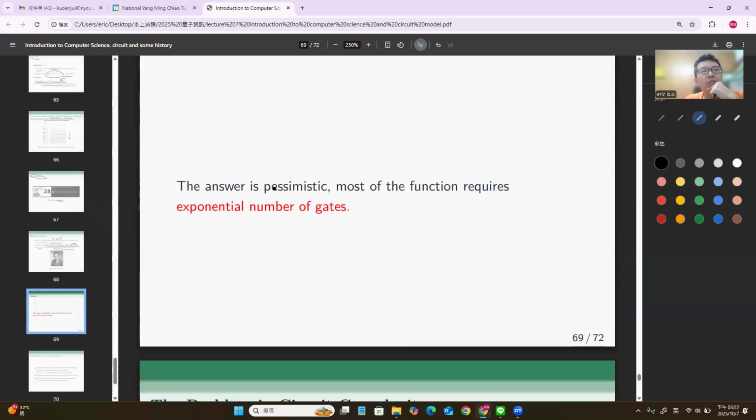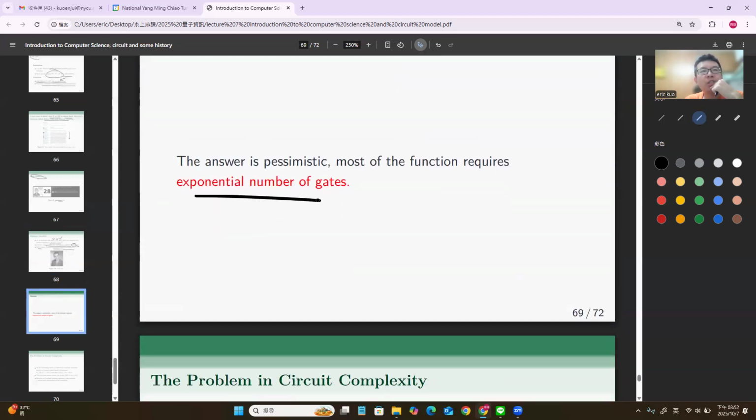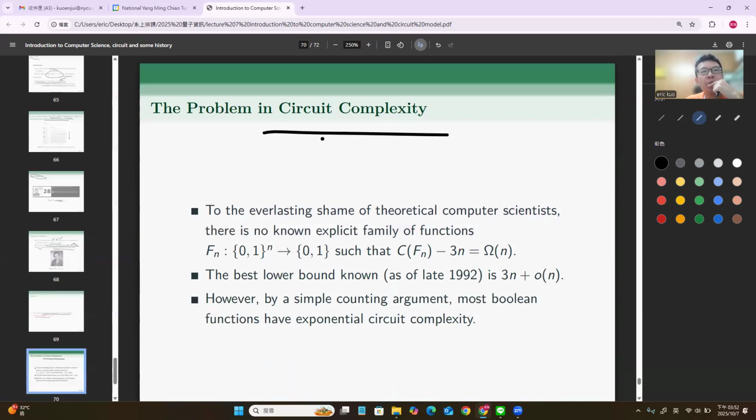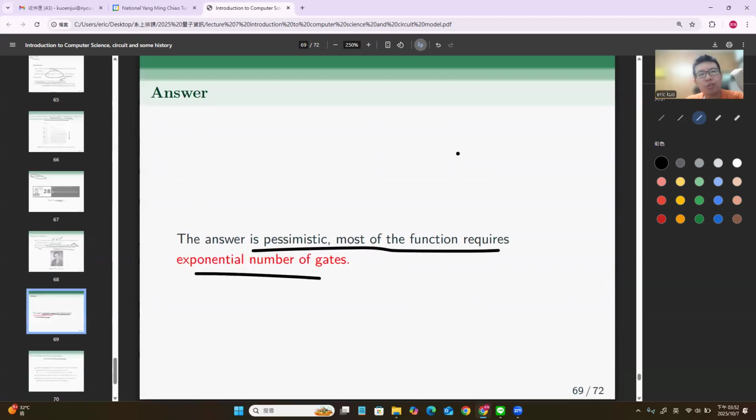Okay, and the answer is yes. Most of the functions require an exponential number of gates. This is a problem in circuit complexity. What Shannon tells you is, nice: I know that most functions are hard to compute, I need exponential gates for a general function.